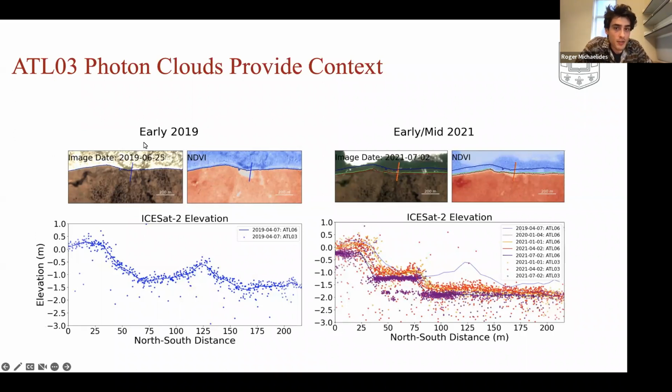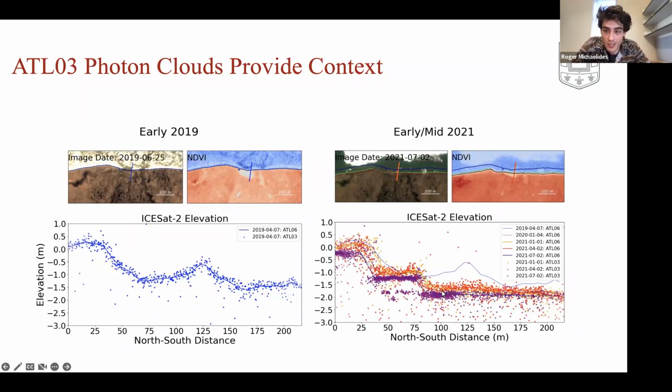So this is an image from early 2019, and then 2 images from early to mid 2021 with the 2019 image superimposed with this blue line here. And what this is showing is that we're really resolving on the seasonal scale, coastal retreat rates, and that ISAT-2 is giving us a fundamental look into the geomorphology, which we can't get just from those images.